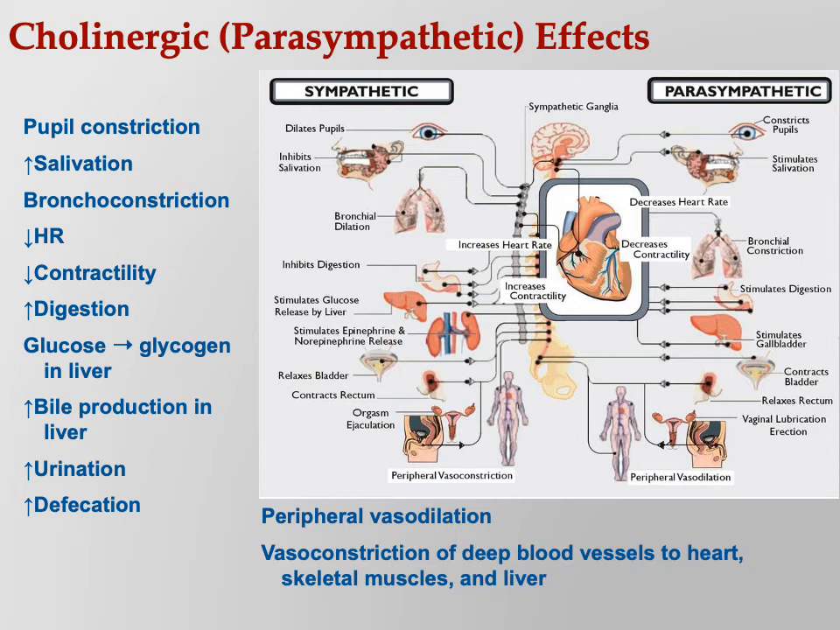It's going to do peripheral vasodilation, and it's going to vasoconstrict those deep blood vessels to the heart, skeletal muscles, and liver. Instead, we need blood going to our intestines, all right? So it will increase blood supply to the intestines. So make sure you know your adrenergic and cholinergic effects. Adrenergic, same as sympathetic. Cholinergic, same as parasympathetic.